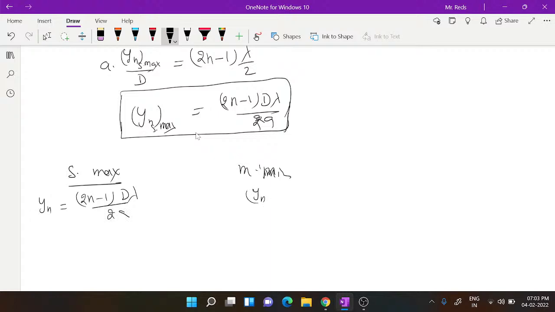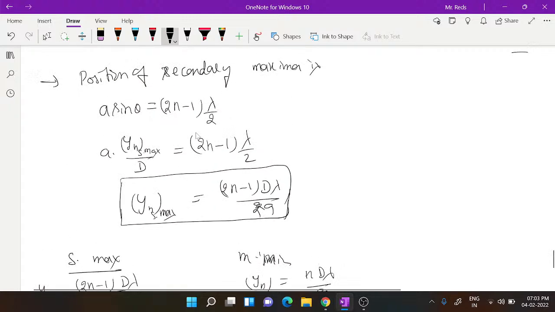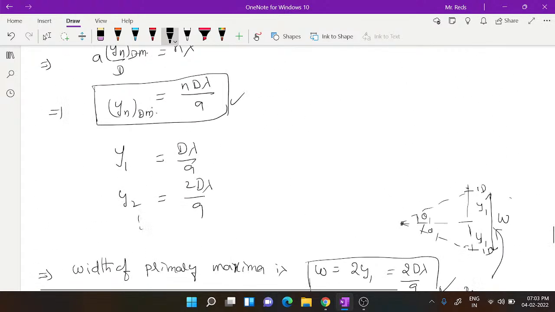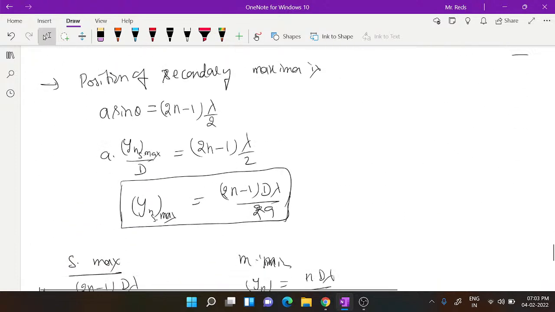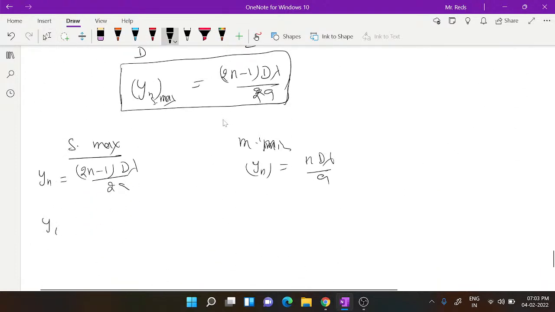For the minima it is given by yn is equal to what? n into d lambda by a, the nth minima, n into d lambda by a. Here the first secondary maxima is at d lambda by 2a. Similarly, the first minima will be at d lambda by a. Then the second secondary maxima will be at 3 d lambda by 2a.